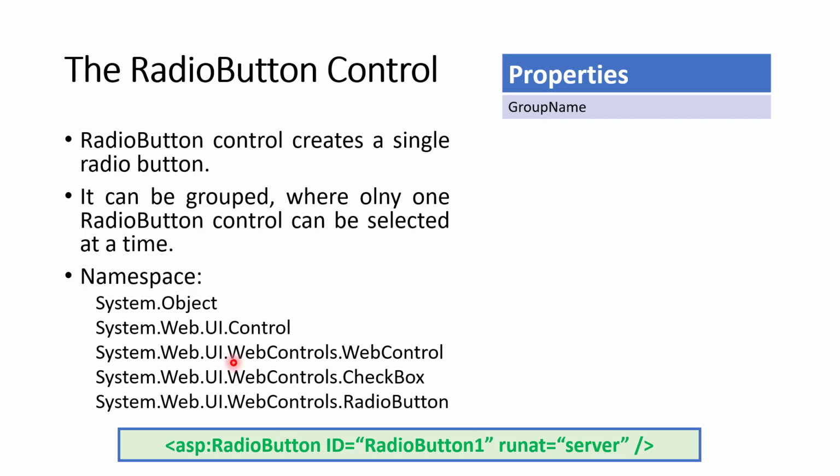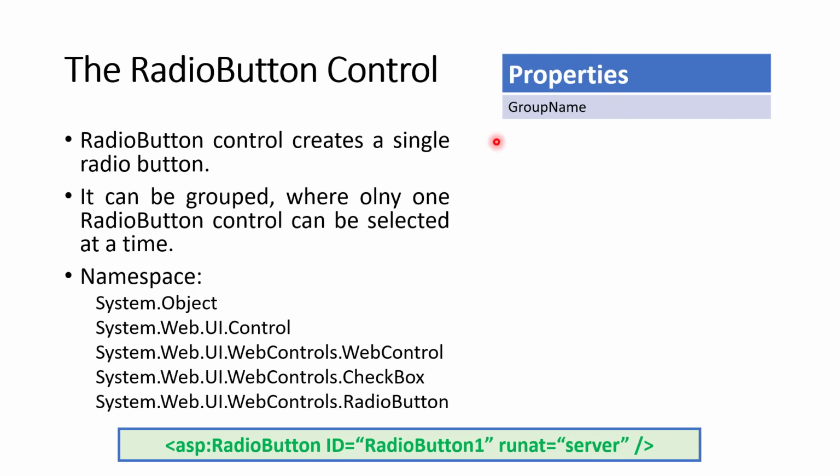Okay, so the namespace hierarchy for this radio button control is system.object, system.web.ui.control, system.web.ui.webcontrols.webcontrol, system.web.ui.webcontrols.checkbox, system.web.ui.webcontrols.radiobutton. One thing we have to note over here is that the radio button control is derived from the checkbox control. We'll discuss a single property of radio button because many things are derived from checkbox, which we already discussed.